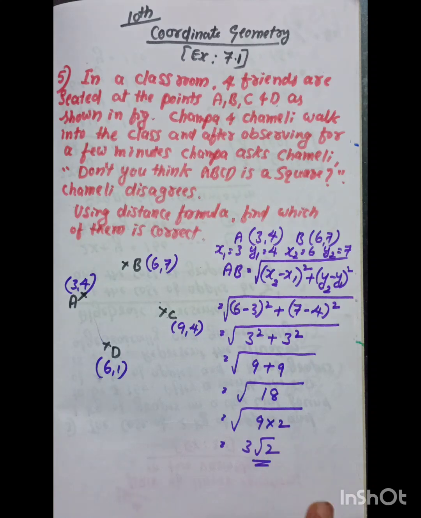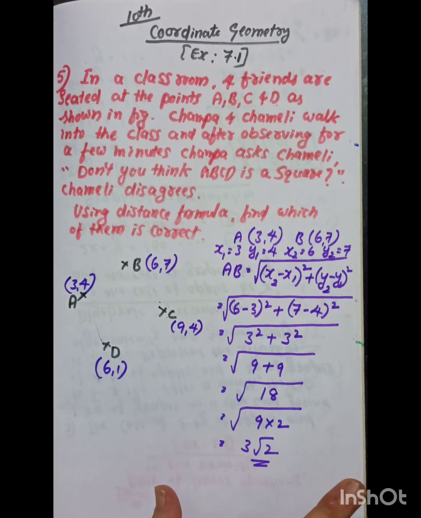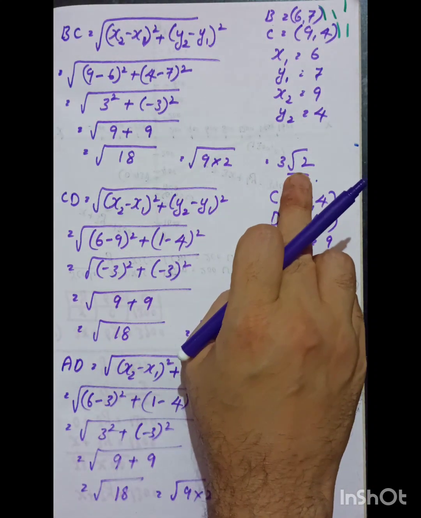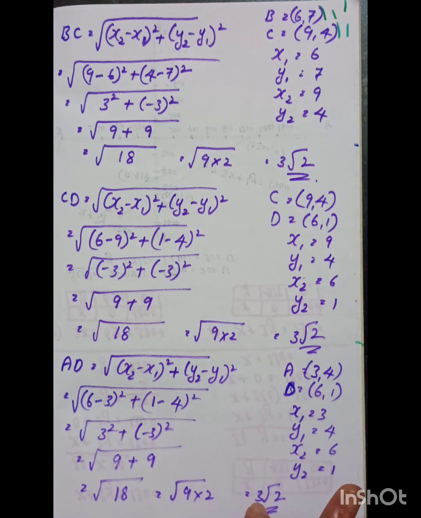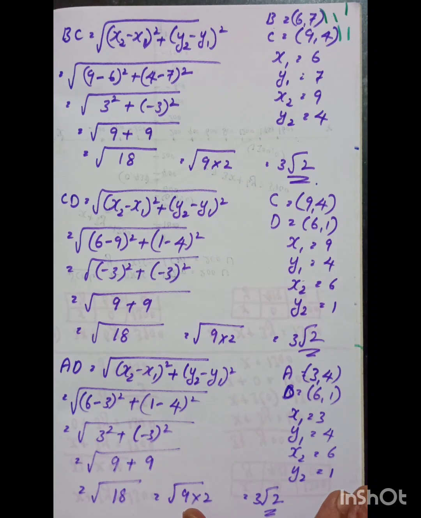Here AB, BC, CD and AD, all the four sides: AB is 3 root 2, BC is 3 root 2, CD is 3 root 2 and AD is 3 root 2. All sides are equal, all sides are measuring the same 3 root 2. So it is satisfying one property of the square, that all sides are equal. Let's check the other property of the square: the diagonals are also equal.